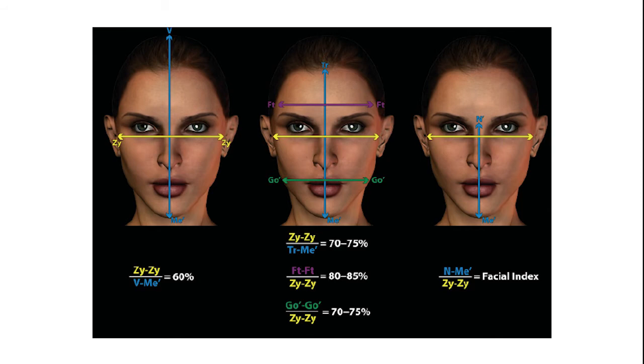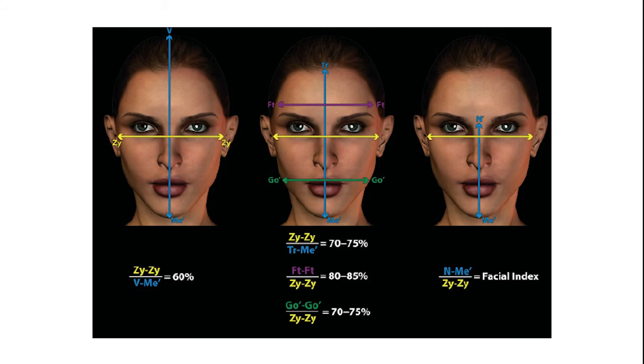The second is the physiognomical facial height, trichion to menton, to facial width, zygion to zygion. Bizygomatic facial width is approximately 70 to 75% of the vertical facial height. In addition, bitemporal width, measured from the most lateral point of each side of the forehead, is 80 to 85% of the bizygomatic width. Bigonial width, measured from the soft tissue overlying the most lateral point of each mandibular angle, soft tissue gonion, is usually 70 to 75% of the bizygomatic width.